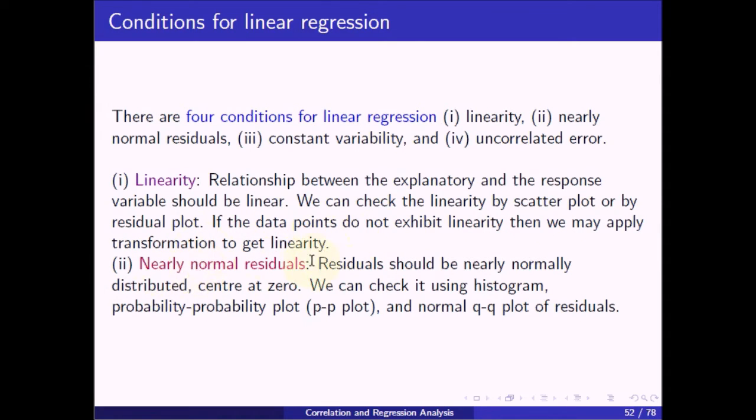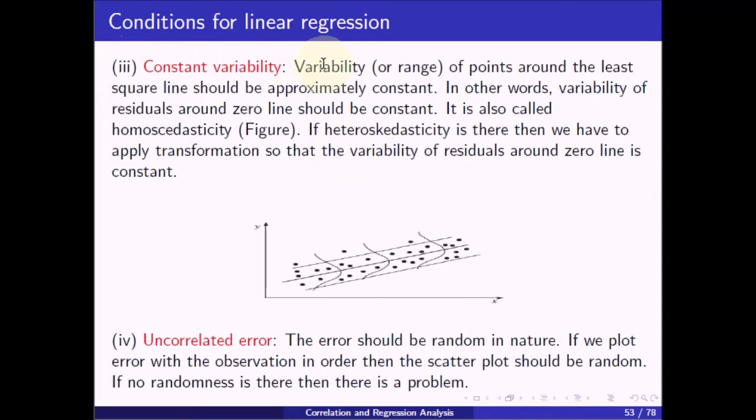Now, nearly normal residuals. Residuals should be nearly normally distributed, centered at 0. We can check it using a histogram or probability plot or normal QQ plot of residuals. Now, constant variability. The variability or range of points around the least squares line should be approximately constant. In other words, the variability of the residuals around the 0 line should be constant. It is called homoscedasticity. If heteroscedasticity is there, then we have to apply a transformation so that the variability of residuals around the 0 line is constant.